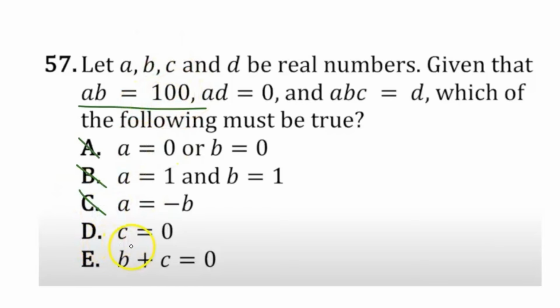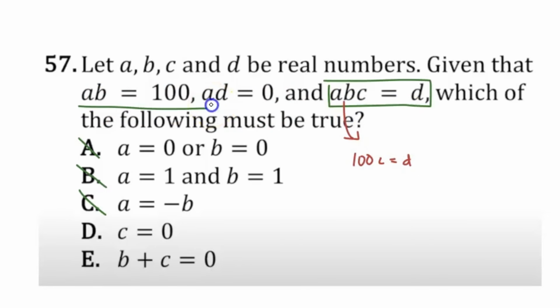All right, D says C equals 0. So this one's really interesting because we already know that we have these other expressions, and so we can match it up and see if it's true, right? Because A times B equals 100. Okay, so we know that here A times B must be equal to 100, so 100C equals D.